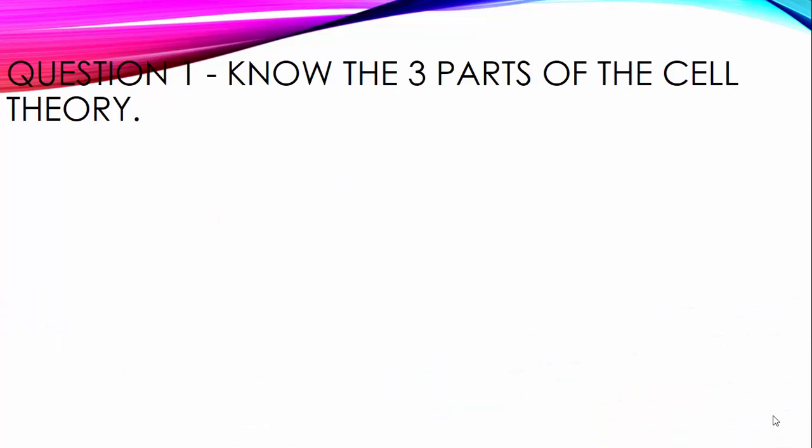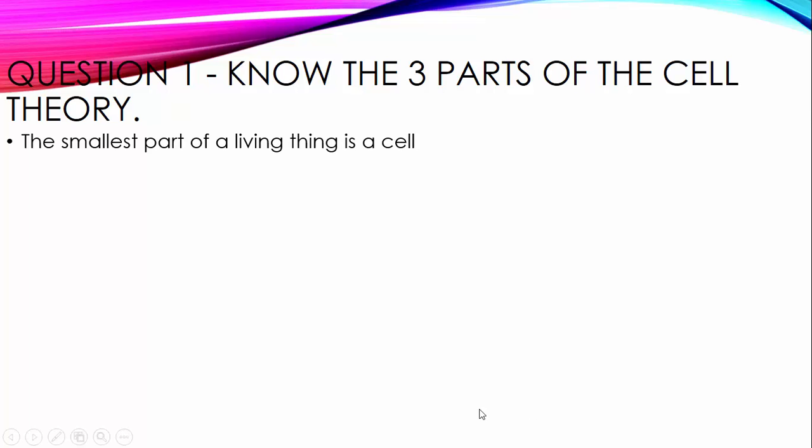So question 1, know the 3 parts of the cell theory. There are 3 parts, and you have to know all 3 parts. The first part is, the smallest part of a living thing is a cell. If it's smaller than a cell, we don't consider it alive. So those organelles that are inside the cell, we don't consider them alive, because cell theory states the smallest part of a living thing is a cell. So anything smaller, we don't consider it living.